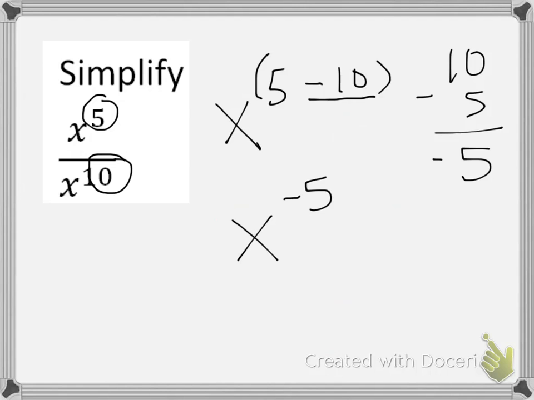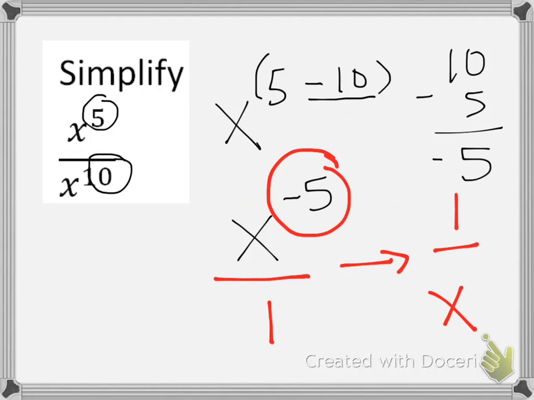Is that simplified? No, it's not, because we have this negative exponent. How do we rewrite that? Put it over 1. And now we flip it. 1 over x to the 5th power.